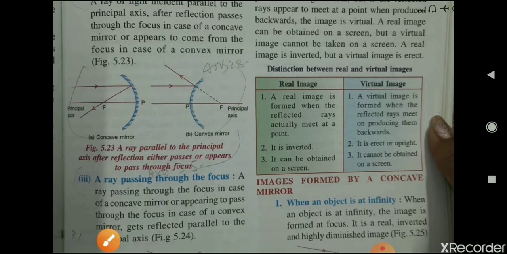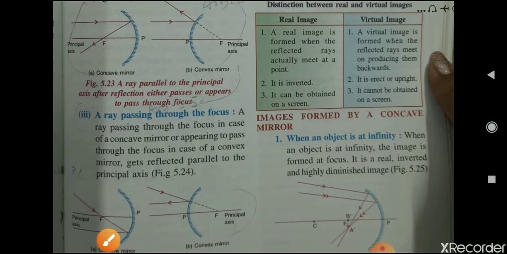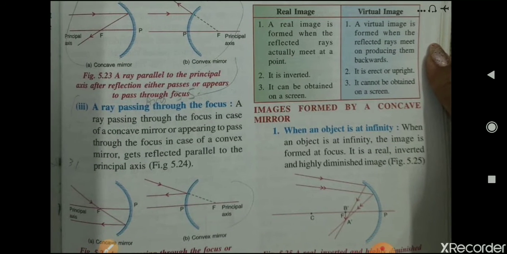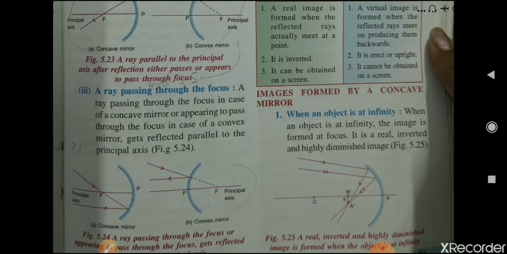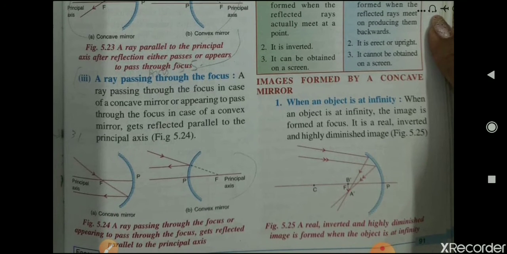Now the third is a ray passing through the focus. A ray passing through the focus in case of a concave mirror, or appearing to pass through the focus in case of a convex mirror, is reflected parallel to the principal axis. Means a ray of light which passes through the focus reflects back parallel to the principal axis, in case of a concave mirror and a convex mirror both.